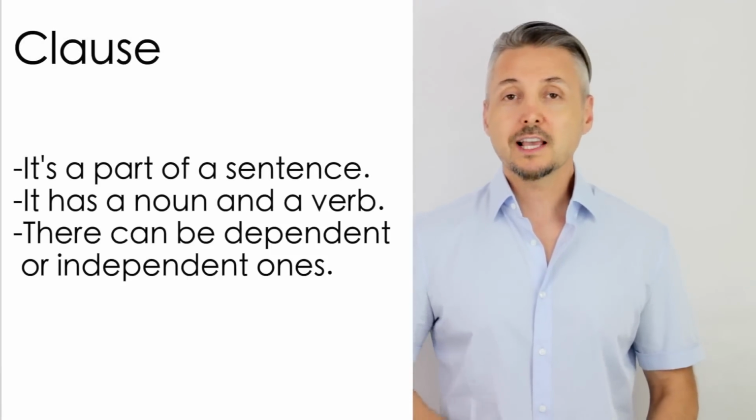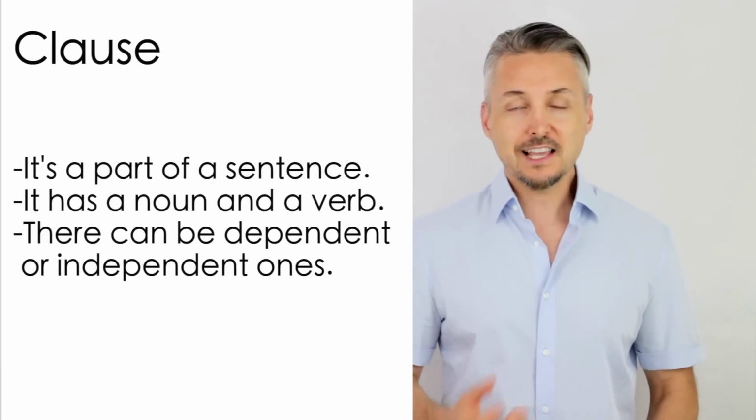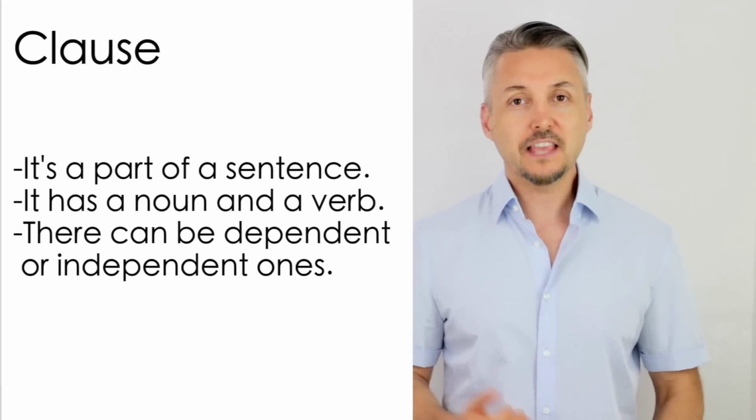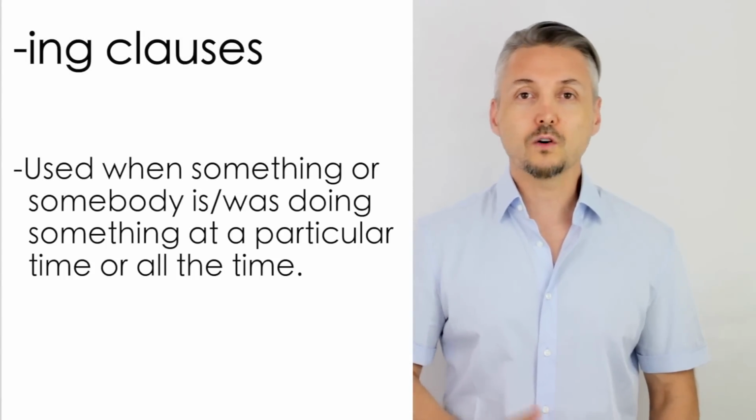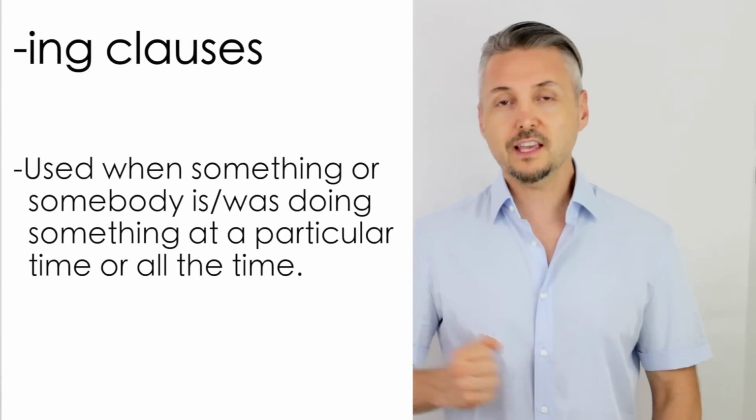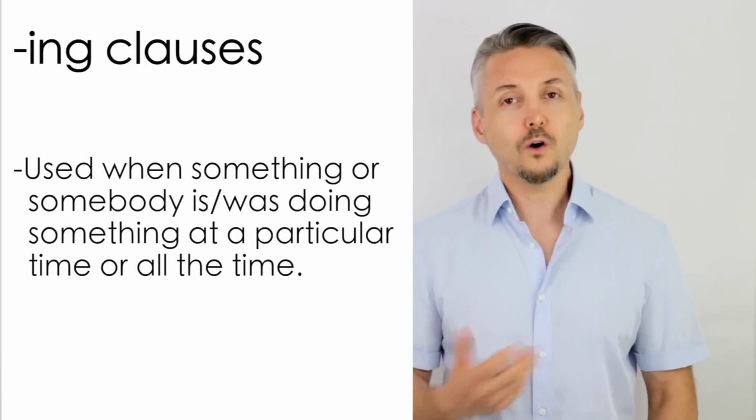So now let's recap. Like I said in my past lessons, a clause is a part of a sentence and it has a noun and a verb in it. They can be dependent and independent ones. We use the ing clauses to say that something or somebody was doing something at a particular time or all the time. The ing clauses can be also used at the beginning of a sentence and they act as gerunds or verbs that are turned into nouns.